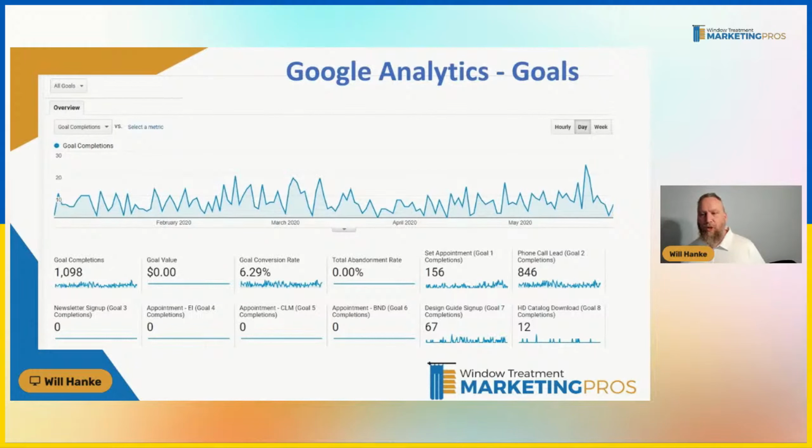You know, what did they do? Did they come to the website? Did they fill out a form? Did they set an appointment? Did they pick up the phone and call us? All of these things can start to show up, and you can say, okay, are we hitting our goals as time goes on? Are we missing our goals? All of this is trackable stuff inside of Google Analytics.